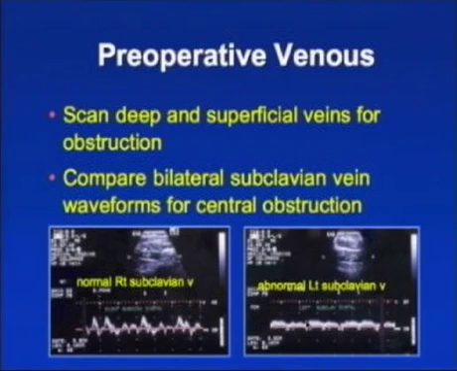The opposite side, the left side, however, has a waveform that's significantly different. In fact, this patient on the left side had a thrombosed innominate vein, and blood flow was coursing in an antegrade direction in the internal jugular vein as a collateral pathway. So comparing these waveforms is important. They should look pretty identical, again, with the patient supine, evaluating the subclavians in the same locations. They should be very similar.